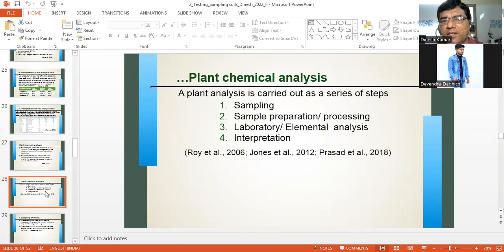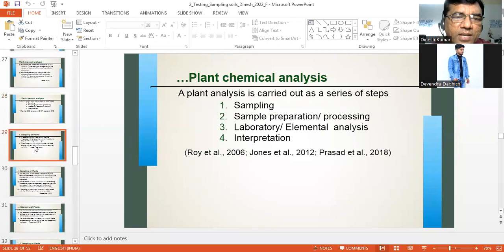Now, what can be done in plant chemical analysis? Almost the same steps are there as in soil analysis. You can see sampling, sample preparation or processing, then elemental analysis, and then interpretation. So these are 4 steps.